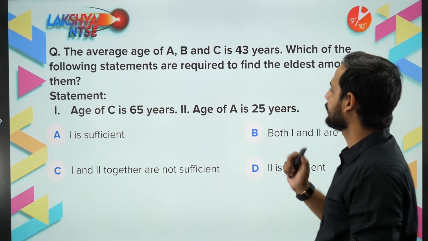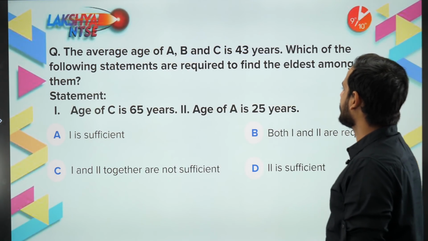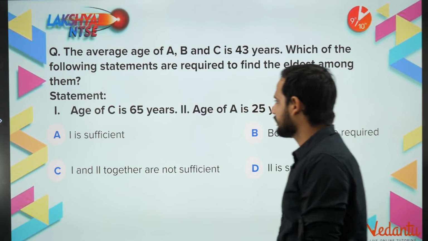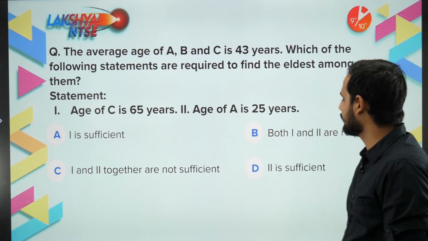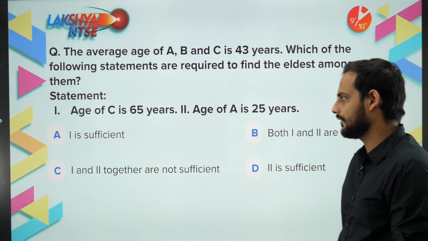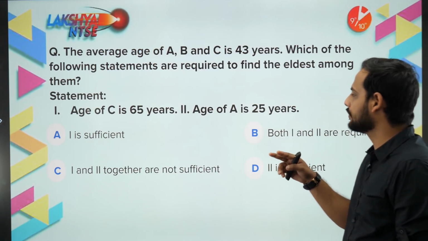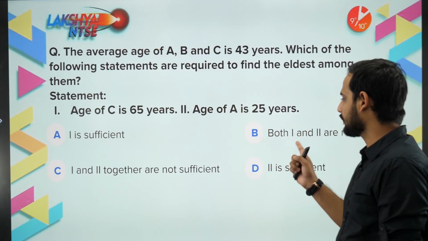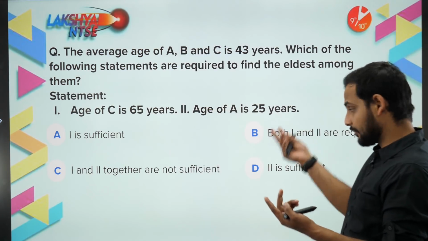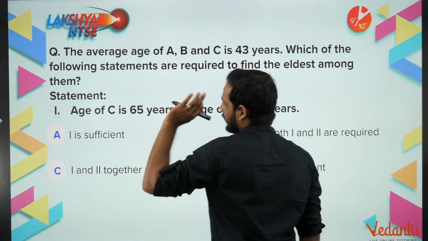And the next question is, the average of A, B and C is 43 years. Which of the following statements are required to find the eldest among them? Statement 1 is age of C is 65 years and age of A is 25 years. So you have to tell us: you need statement 1 and statement 2 both, or statement 1 only, or statements 1 and 2 both are not sufficient, or only statement 2 is sufficient. Now let us see what they are telling us.